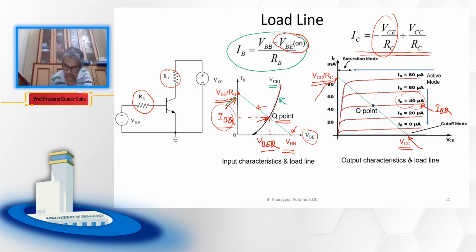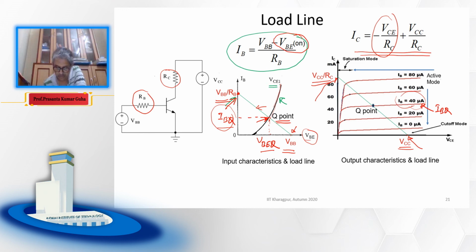So this is how we can find out IBQ, ICQ and VCEQ. The quiescent value, or Q value, of these parameters is very important, because it will tell me whether the transistor is in the forward active region, the saturation region, or the cutoff region.